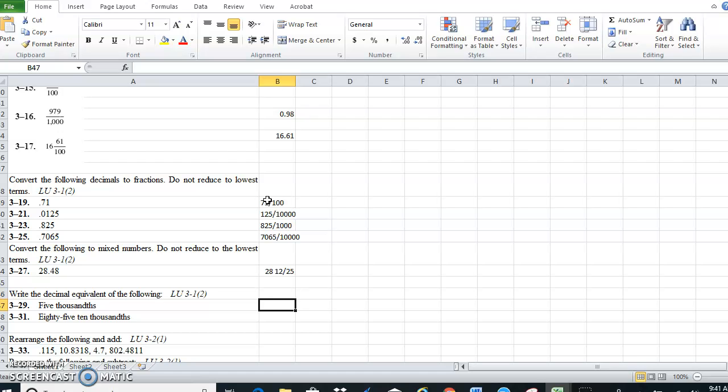Write the decimal equivalent of the following: 5 thousandths. The easiest way to make sure that you get this done properly is to actually just let Excel do it for you. 5 over 1,000. Enter. 85 ten-thousandths. There we go.